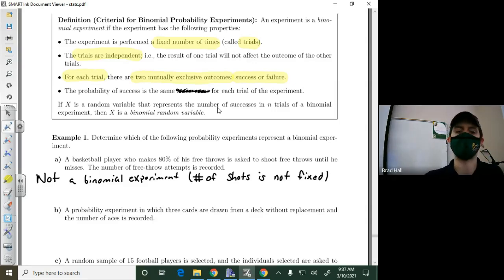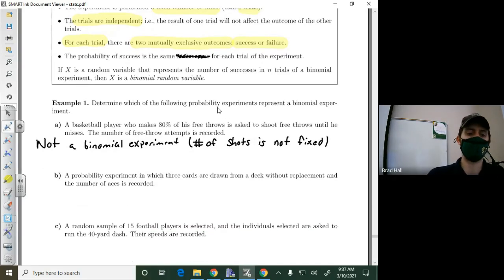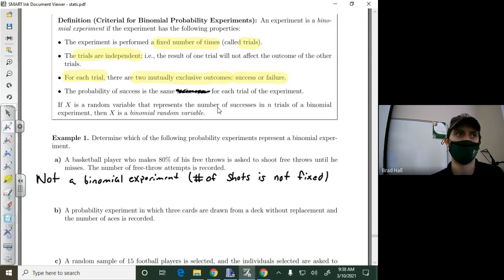So let's move on to part B. A probability experiment in which 3 cards are drawn from a deck without replacement, and the number of aces is recorded. So is there a fixed number of trials? Sounds like there is. 3 cards, so that's the number of trials, 3 cards. So if anything, that's fixed.